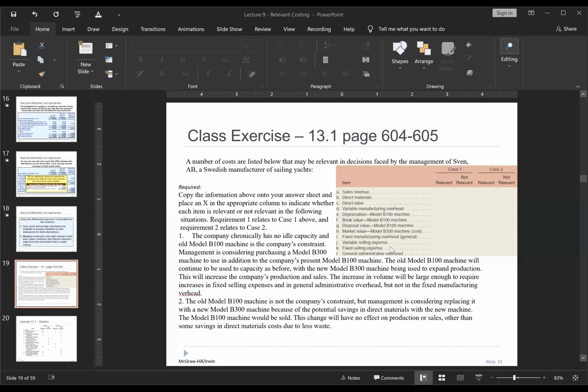I think I should set up the breakout room first. So let me set up the breakout. Here we go. So this is the group activity.